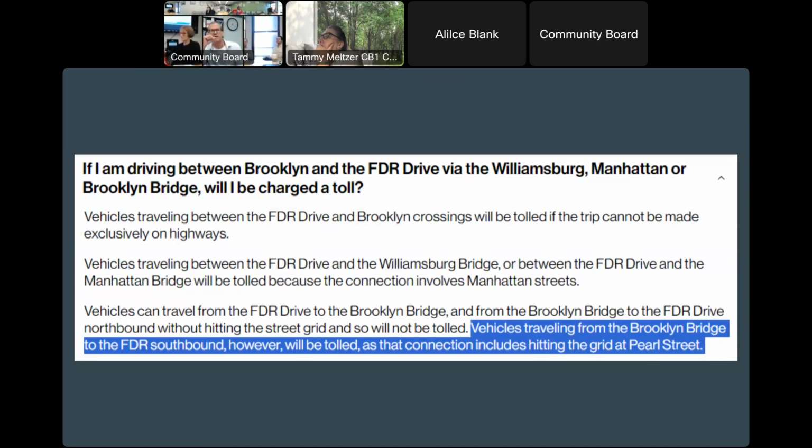This deals with drivers coming over the Brooklyn Bridge and going to the FDR Drive. If you go northbound, you can get directly onto the FDR from the bridge. You will not be charged. But if you go southbound, because you have to touch Pearl Street, the MTA has said you will be charged if you take the Brooklyn Bridge and go straight onto the FDR southbound.